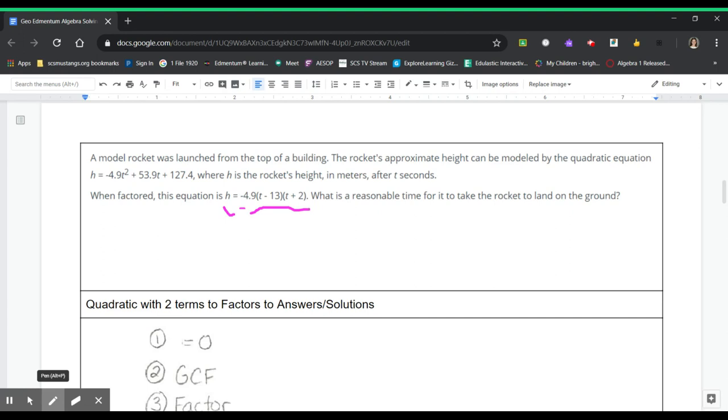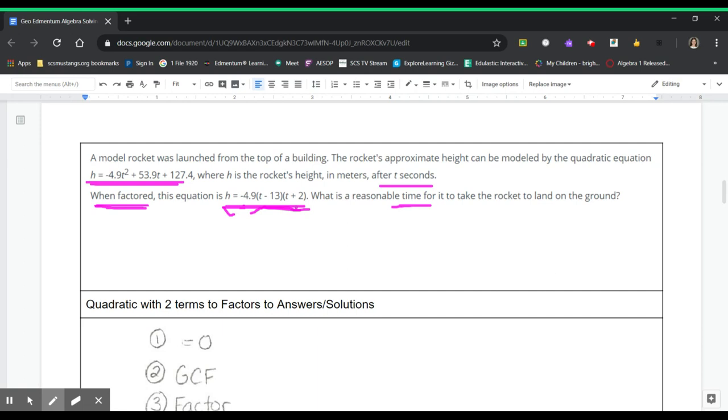So don't let problems like this get you worried. This one is actually a super nice problem. They've already factored it for you. Yeah, you can look at that and go, oh. And I don't blame you, because I would do the same thing if I were given this to factor. But they've already done the factoring for you. So all you need to do is find the reasonable time. In this problem, time is in t seconds, so that tells us that we have to solve for t. That means all we need to do is take those terms that are being multiplied and set them equal to 0 and solve.